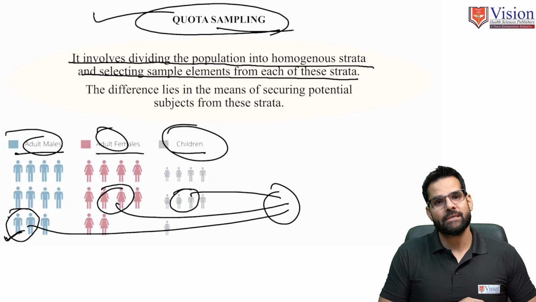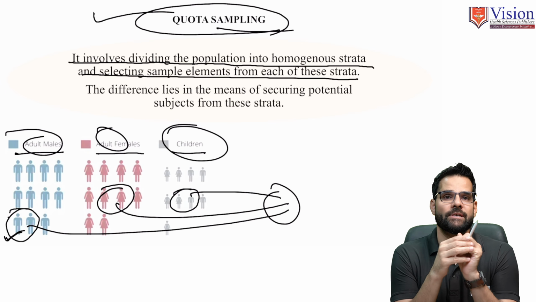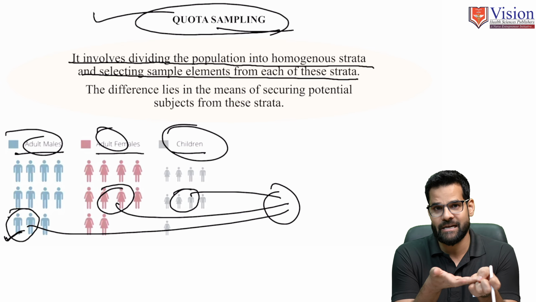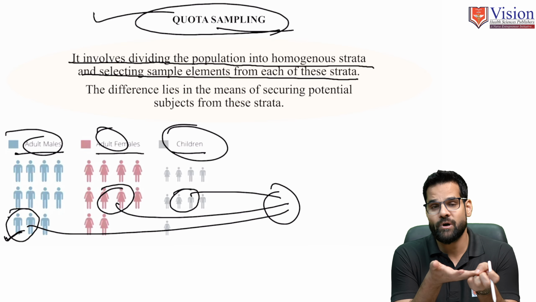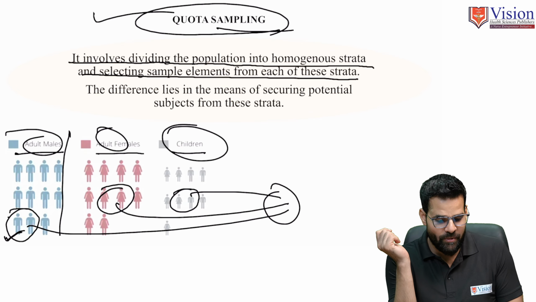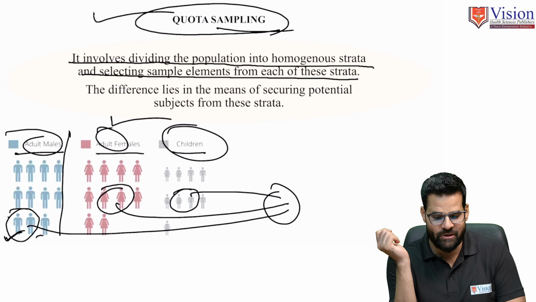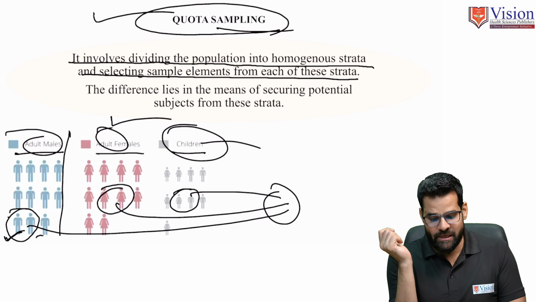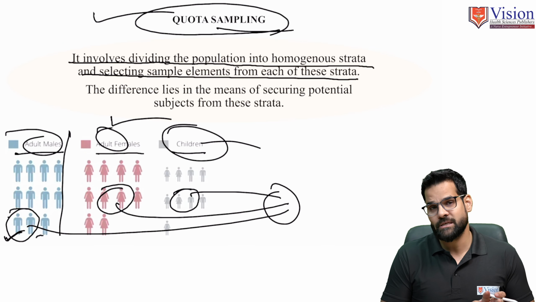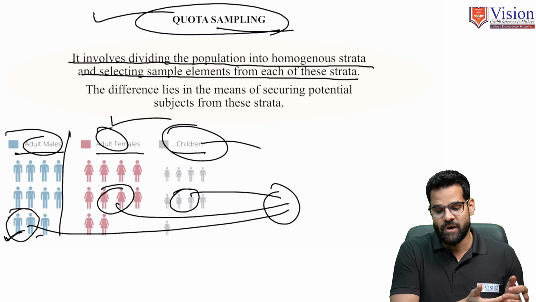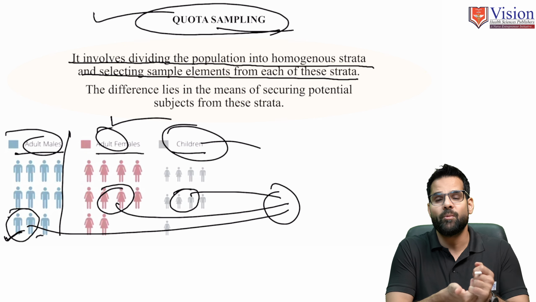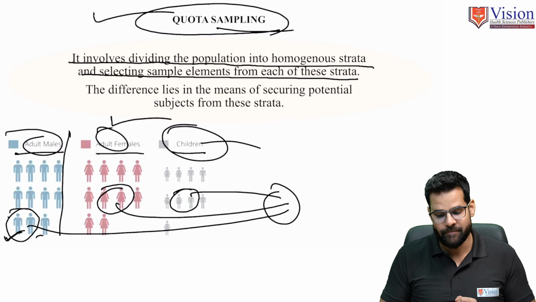And what is the merit? Of course, you ensure adequate representation of each stratum that you believe affects the outcome variable. For example, in adult males, I ensure that 2 males participate. In females, 2 females should participate. In children, 2 children, 1 male and 1 female, should participate. That I can ensure with this. So that's a very good one. I enhance the representation of my population in the sample by this method.